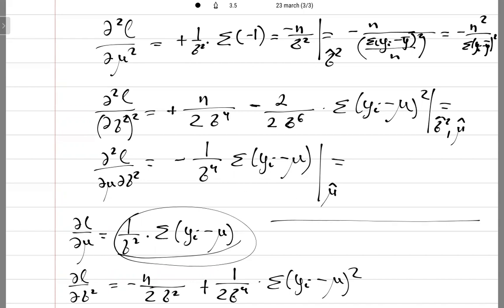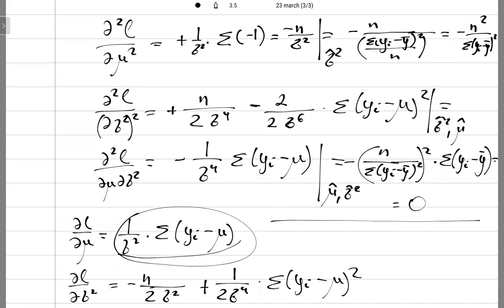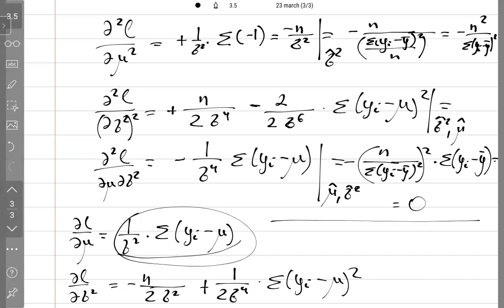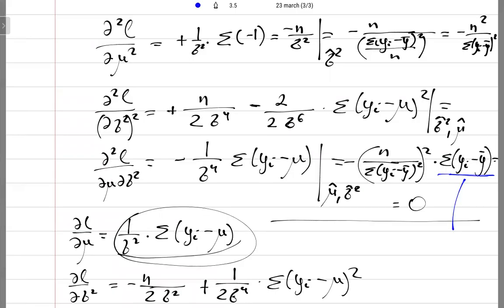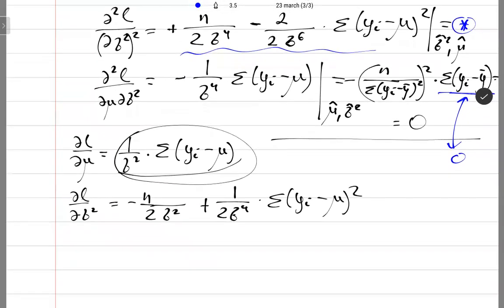Let's simplify that one. We plug in everything we have, minus 1 over sigma. So it will be minus n over the sum of y minus y bar squared once again, because I have sigma to the power 4, times the sum of y minus y bar. And it will be equal to what? The mixed second derivative, yeah, it will be equal to 0. Why? Because of the sum of yi minus y bar, the sum of deviations from the mean. This sum is exactly 0. Okay, and here I need to plug in. So I need more space. Let's continue.